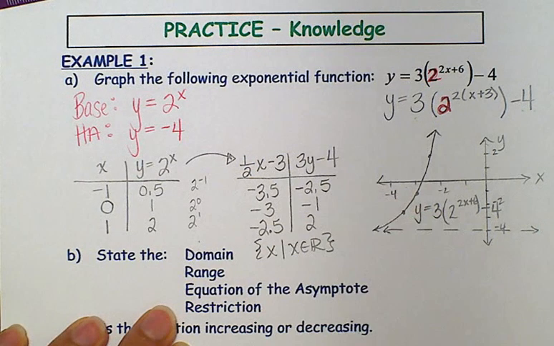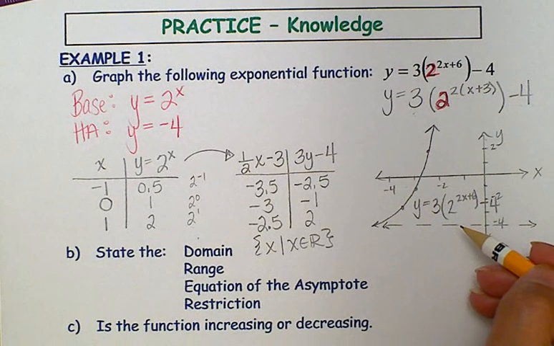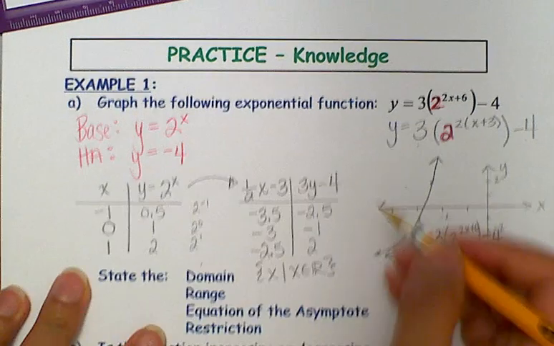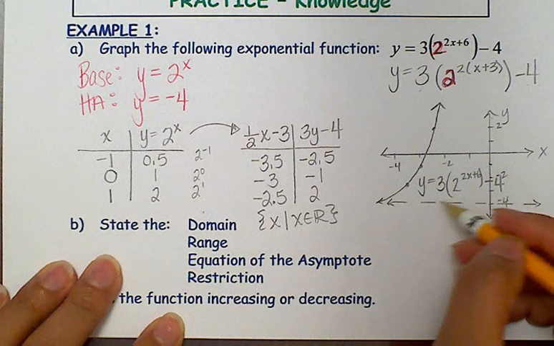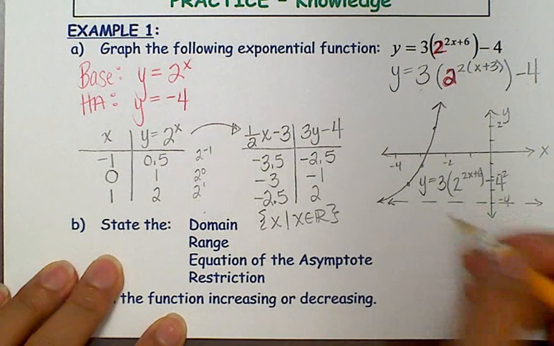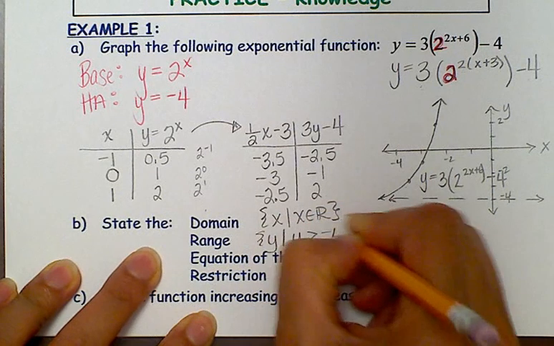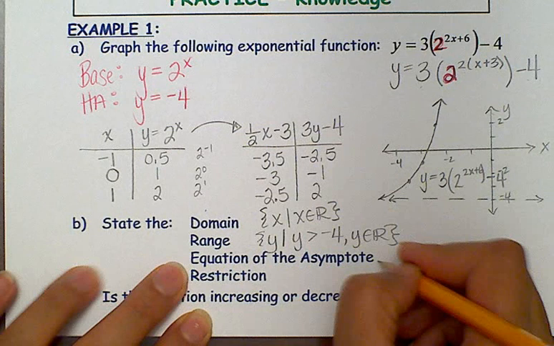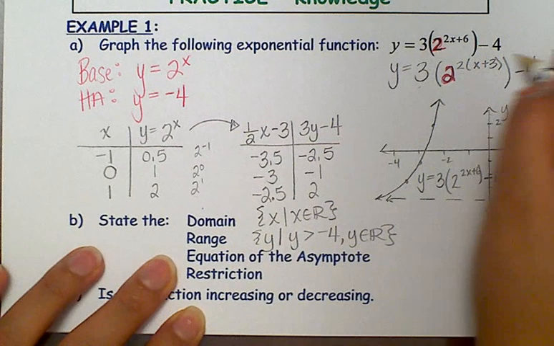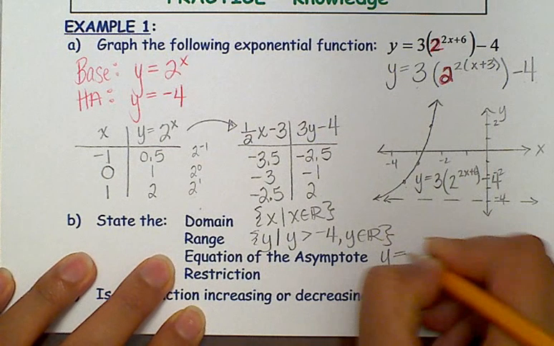And the range, because the graph was not reflected in the x-axis, so because the graph is still above the asymptote, I know the values of y that I have must be greater than the asymptote, which is at -4. So the range is going to be y such that y is greater than -4 and y is an element of all real numbers. The equation of the asymptote, relating back to the vertical shift down 4, I know the equation of the asymptote is y equals -4.